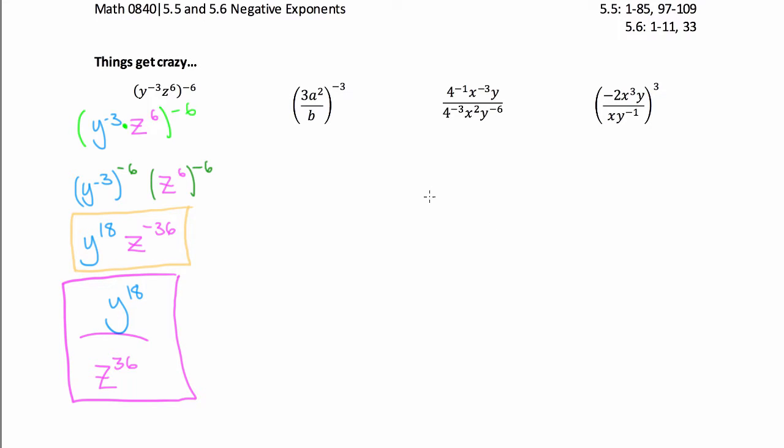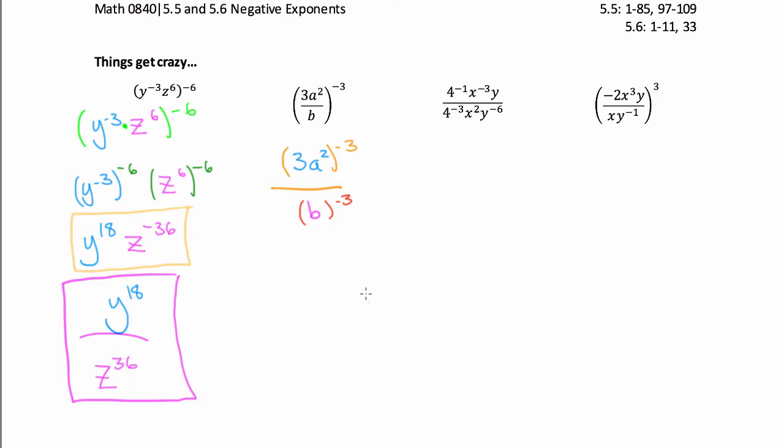There we go. Okay, here's another one. I've got a quotient. So there's a bunch of stuff happening here. I've got some stuff in my numerator, some stuff in my denominator. That quotient is being raised to a power. So what happens is that means my power rule for quotients, I believe, says 3a squared is going to get raised to the negative 3 power. So the numerator is going to get raised to that power. And then also that denominator, b, is going to get raised to the negative 3.